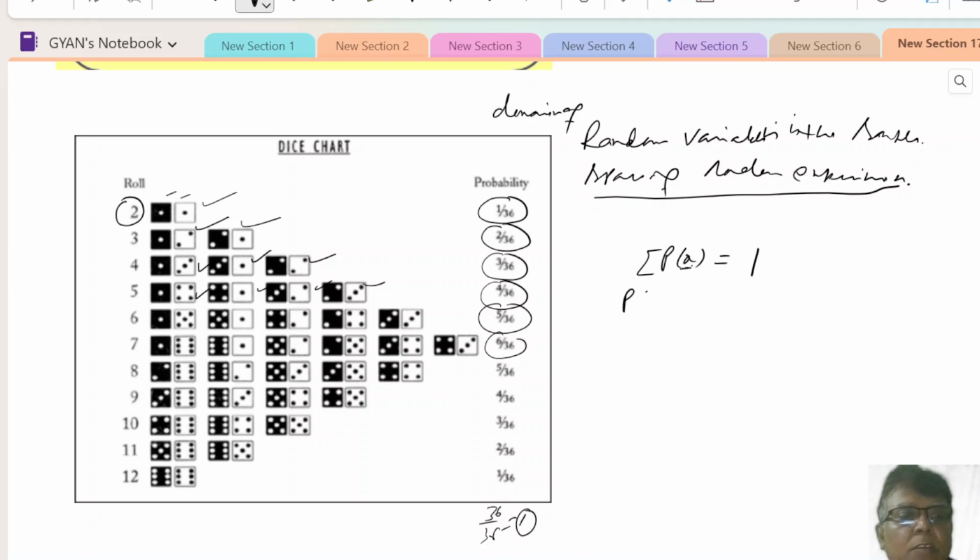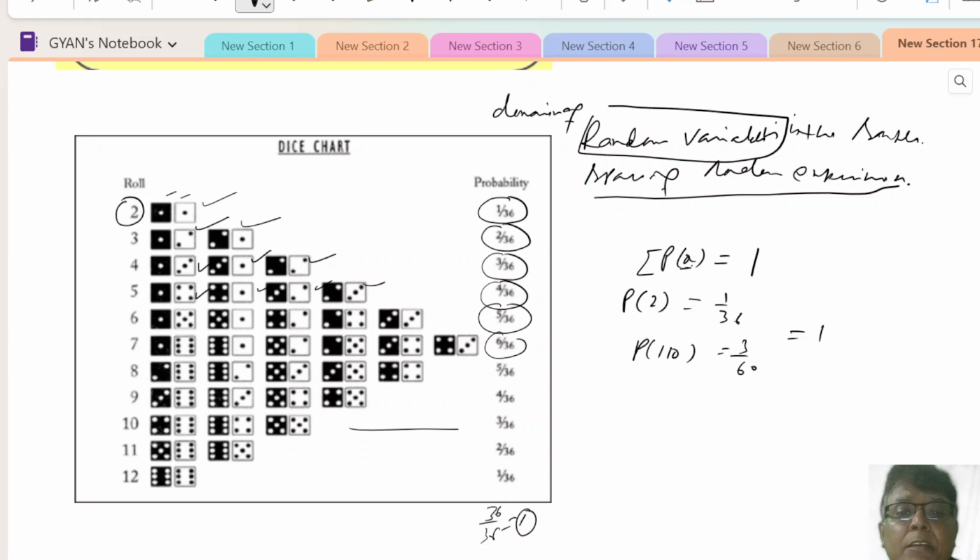So P2 is what? P2 is 1 by 36. P10 is what? P10 is 3 by 36. Similarly, if you add from 2 to 10, it will be 1. So we have learned what the random variable is, what the random experiment is, and what the sample space is. All these outcomes are the sample space, and we segregate them into the random variable.